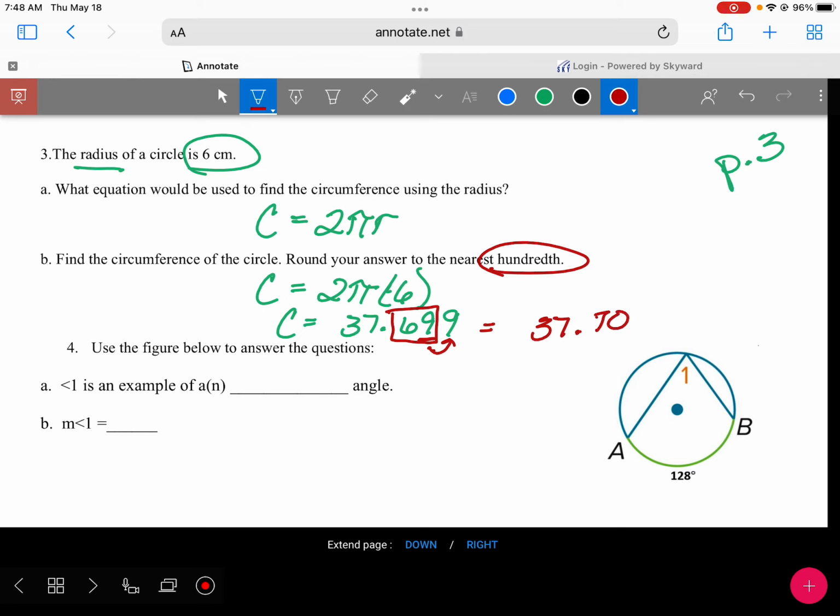37.70 in centimeters squared, cubed, or linear. Cube, no, that would be volume. Square, no, because circumference is just the distance around the circle. So it is 37.70 centimeters.